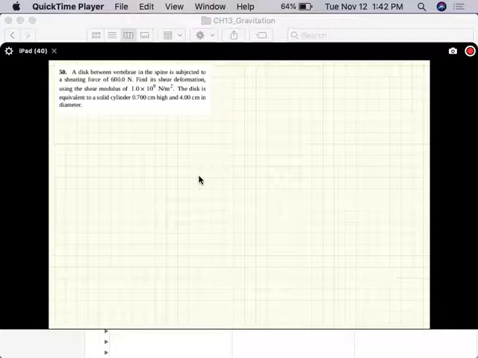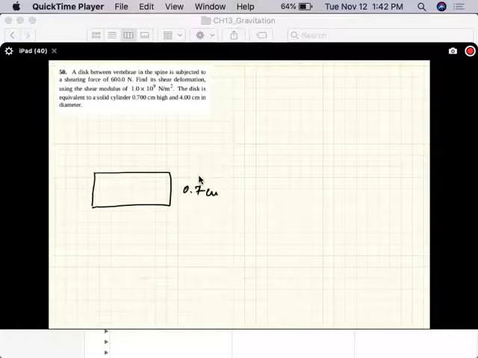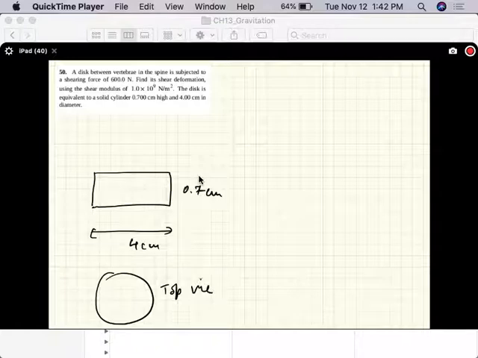Okay, so here's the disc, 0.7 centimeters high and a diameter of 4 centimeters. By the way, it's a circular cross section. Here's a top view. And a shearing force is a force like that.